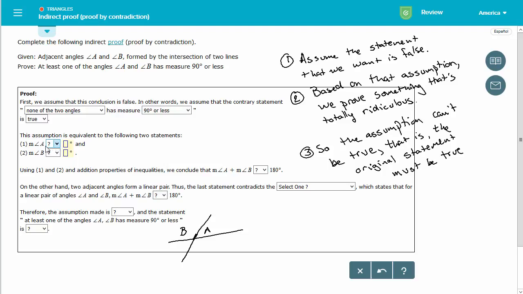So, if angle A is not 90 or less, then angle A must be bigger than 90. If angle B is not 90 or less, angle B must be bigger than 90. So it says, using 1 and 2 and the addition property of inequalities, well, then angle 1 plus angle 2 must be bigger than 90 plus 90. So angle 1 plus angle 2 must be greater than 180.